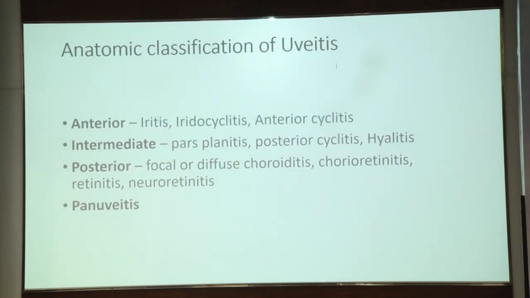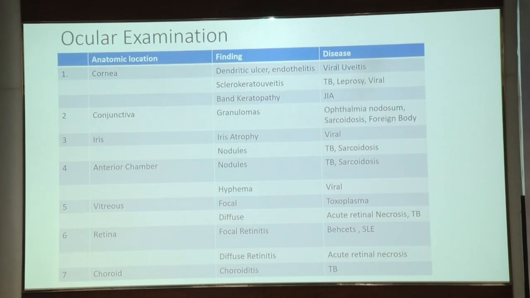Anatomic classification plays a very important role in differentiating the various uveitic entities, as we have to ascertain whether the disease is limited mostly to the anterior part of the eye, that is, it is having iridocyclitis or anterior cyclitis only. Intermediate uveitis in the form of a posterior cyclitis or pars planitis, and posterior disease in the form of a choroiditis, chorioretinitis, or when all the parts of the eye are involved, which is a panuveitis kind of a thing.